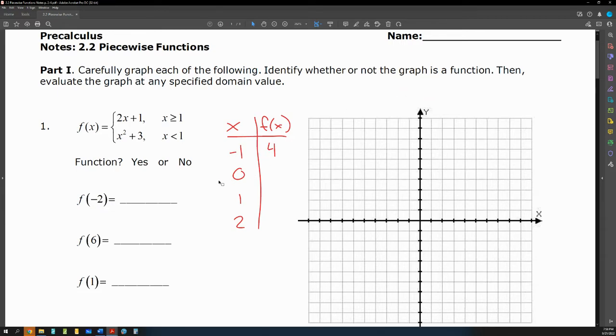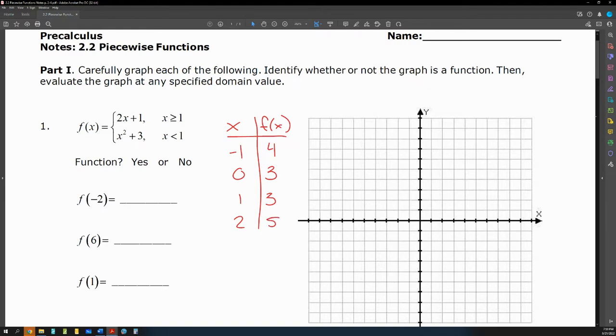Evaluating the function at 0, again we have to determine which inequality this satisfies. Again, it's this one right here. So when we plug in 0, we have 0 squared plus 3 is 3. And then let's evaluate 1. That's our key value. So this is true for the top inequality. Let's plug 1 into this top expression. 2 times 1 plus 1 is 2, plus 1 is 3. And then finally, for x equals 2, we have this top expression here. So we'll plug in 2. 2 times 2 is 4, plus 1 is 5.